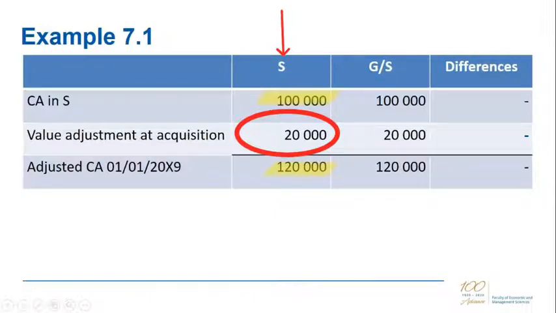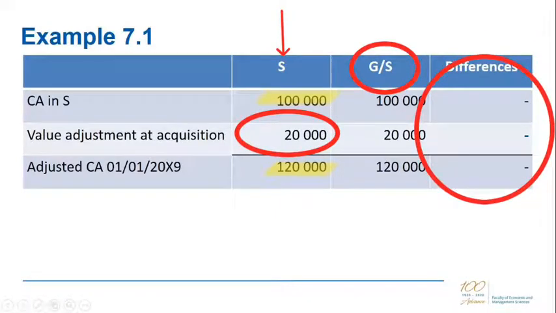That is equal to the required measurement of this land in the group financial statements. So when you now look at your differences column, you will see that there's no differences between what S recognized this land at in the separate financial statements versus what is required for the measurement of this land in the group financial statements. Therefore, we conclude in example 7.1, there's no business combination valuation adjustment journals necessary as part of the consolidation process before we do the at acquisition journal.